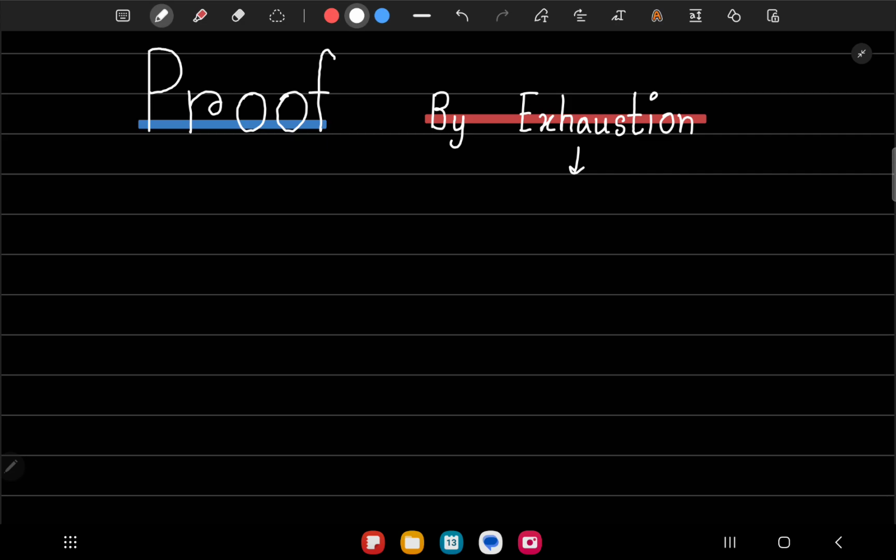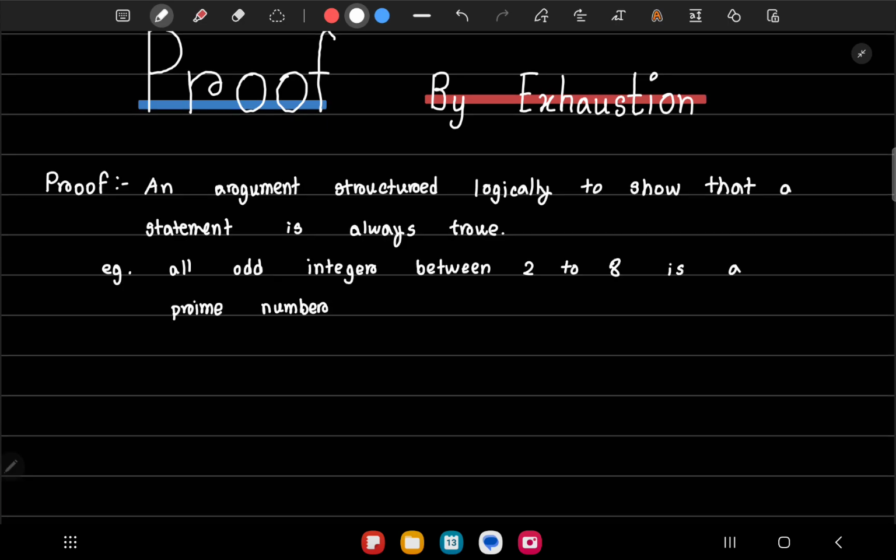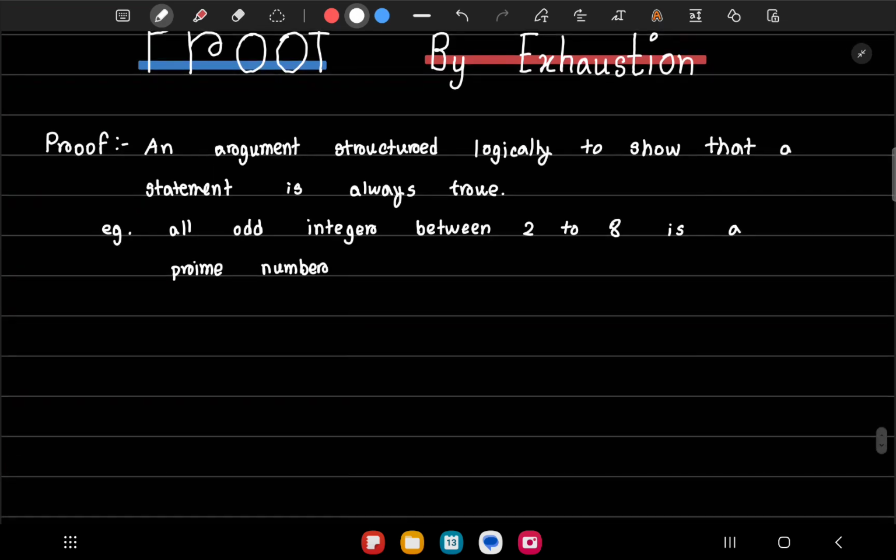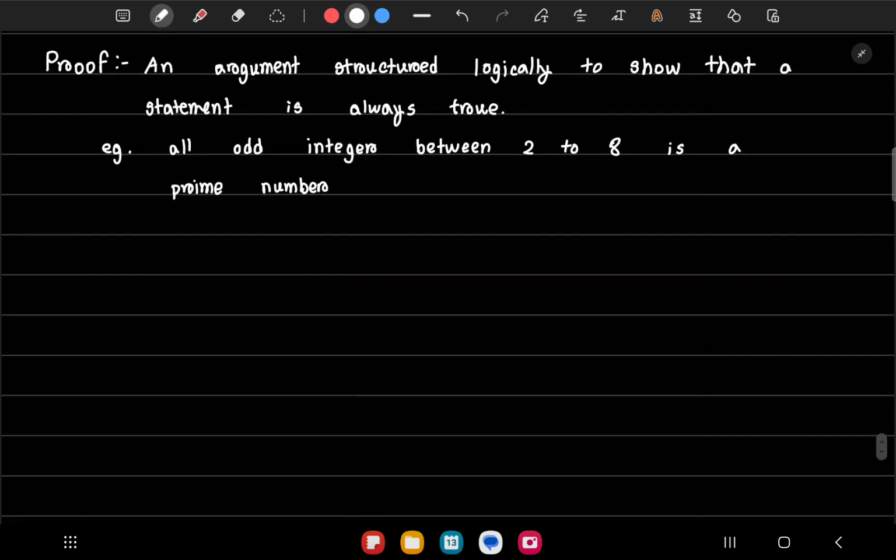We can go a step further for proof by exhaustion and break down every single possibility. So an example of this would be that all odd integers between 2 and 8 are prime numbers. Since we have a limited number of values, I can just show each case individually. So 3 is a prime number, 5 is a prime number, 7 is a prime number. So these are the 3 odd numbers between 2 and 8 and they are all prime.